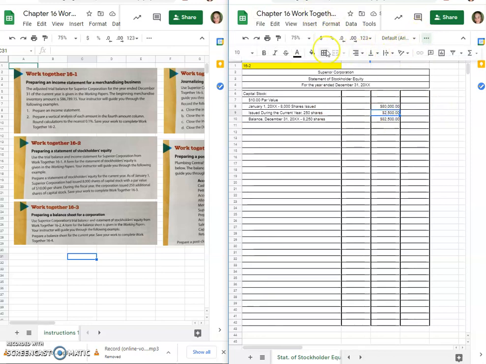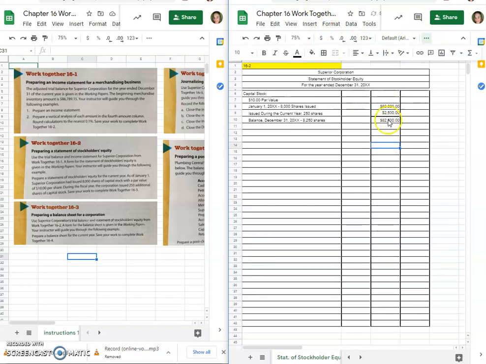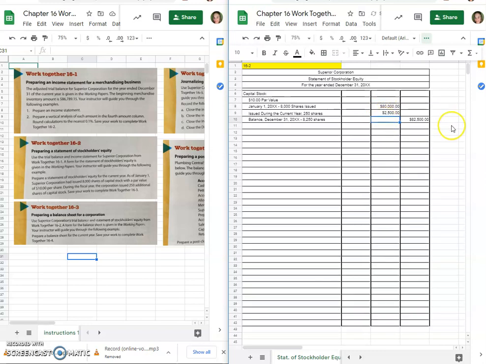And we should put a bold line underneath the 2,500 to signify that we're adding. Oh, I should have put this one here. Sorry. That one should come, the balance should come all the way over.